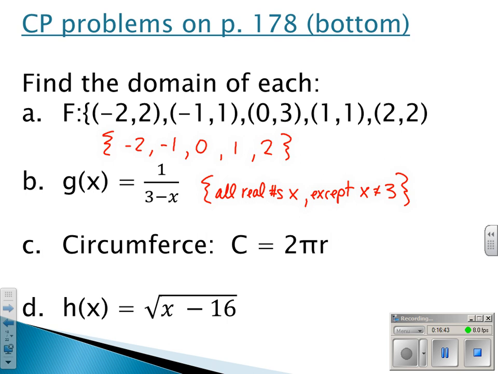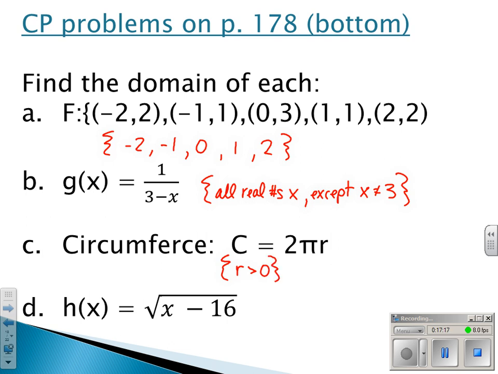Okay, letter C gave us the circumference formula. Now something to ponder here. If we're looking for things that can't work here, or things that could not be plugged in for R, R stands for a radius. If it's a radius, you cannot have negative or 0 radiuses, or you wouldn't have a circle. Okay, so the domain here is going to be all things where R is greater than 0.